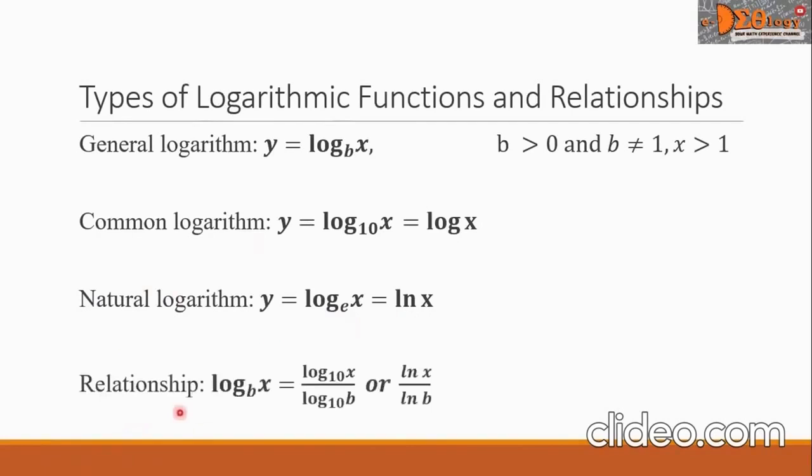There is a relationship about log of x to base b. We can simplify this by taking the quotient of log of x to base 10 over log of b to base 10, or we can write ln of x over ln of b. Take note, the log of the x will be in the numerator, and the base, which is the b, will come as the log of b in the denominator.